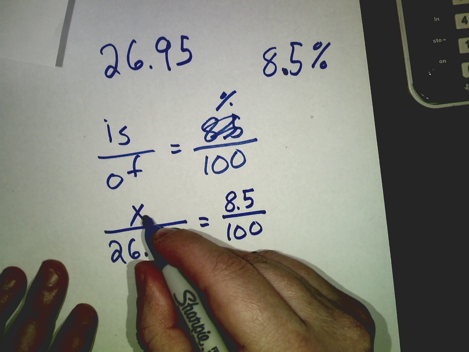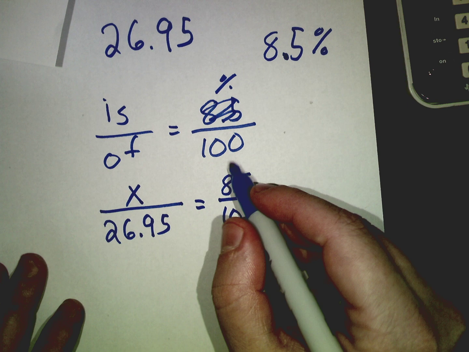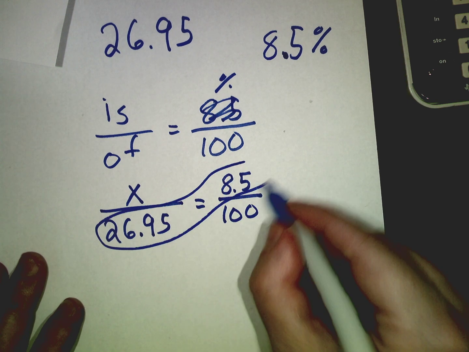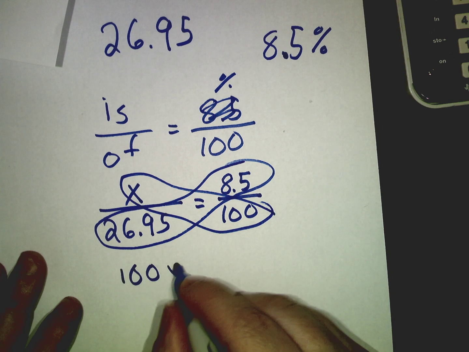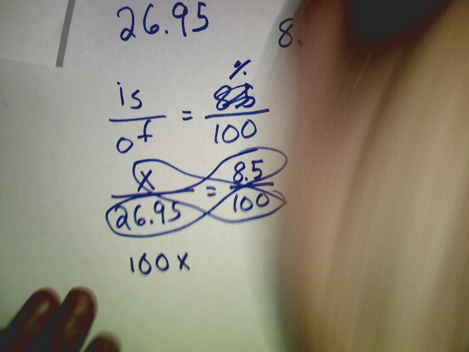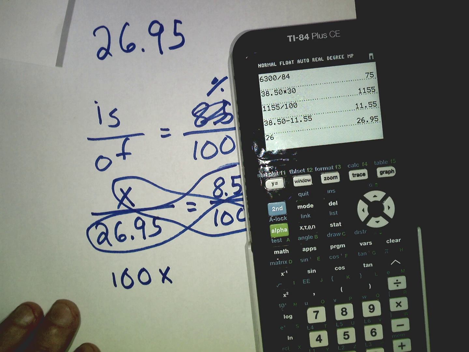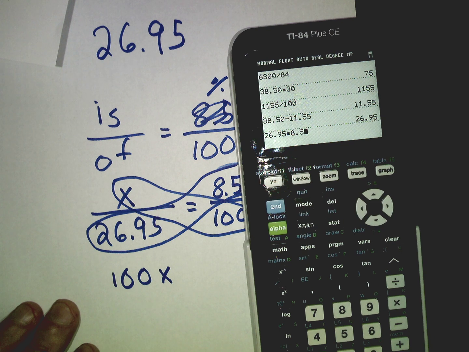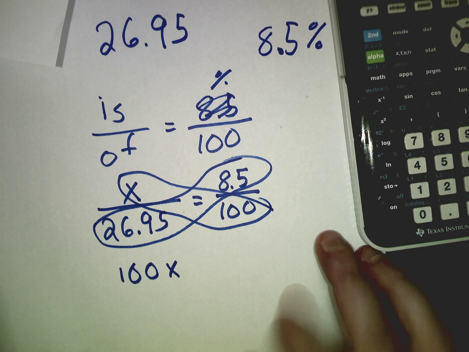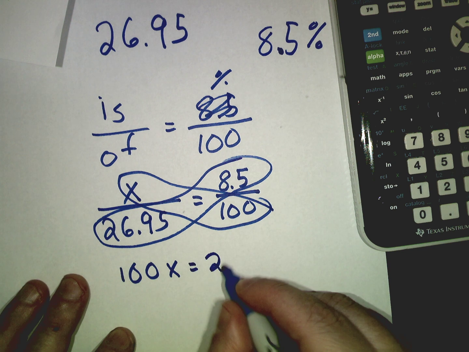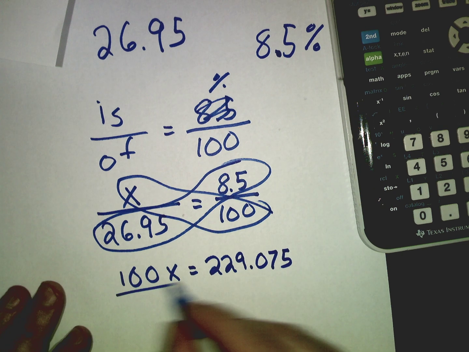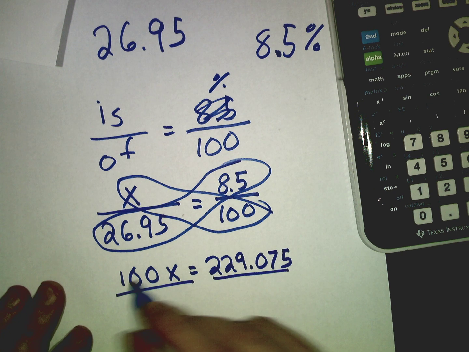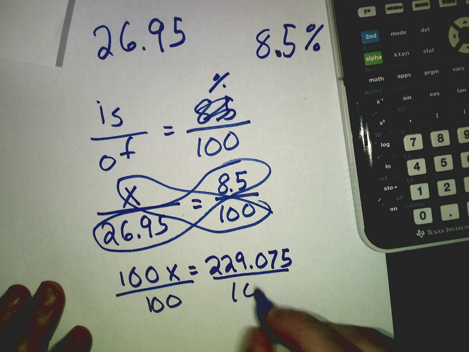Last time I was taking away the x. This time I'm keeping the x at the end. That'll be step 2. So I'm going to do a little cross multiplication. Doesn't look much different. 100x. I have to multiply these annoying numbers together. 26.95 times 8.5 gives me 229.075. I divide both sides by 100 because I want to get this away. 100 times x, just like we were doing before.